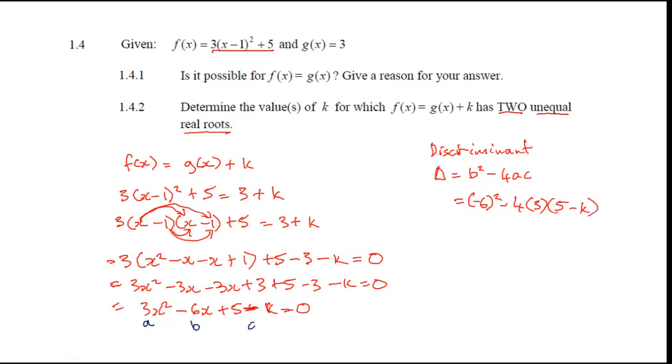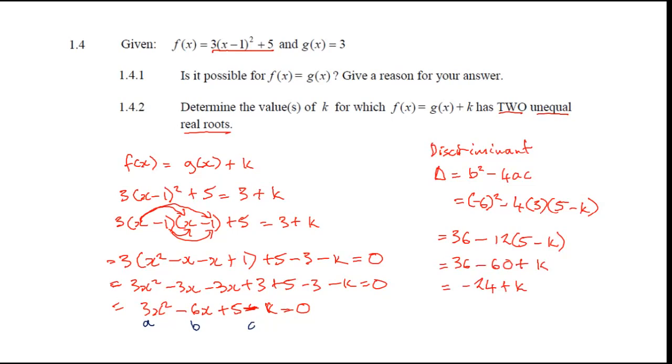Alright, let's quickly simplify that expression. So that's going to be 36 minus 4 times 3 is 12, times 5 minus k. Okay, let's remove the brackets here. So 36 minus 12 times 5 is 60. Negative multiplying with a negative makes a positive k. Okay, 36 minus 60, that's going to be negative 24 plus 12k.